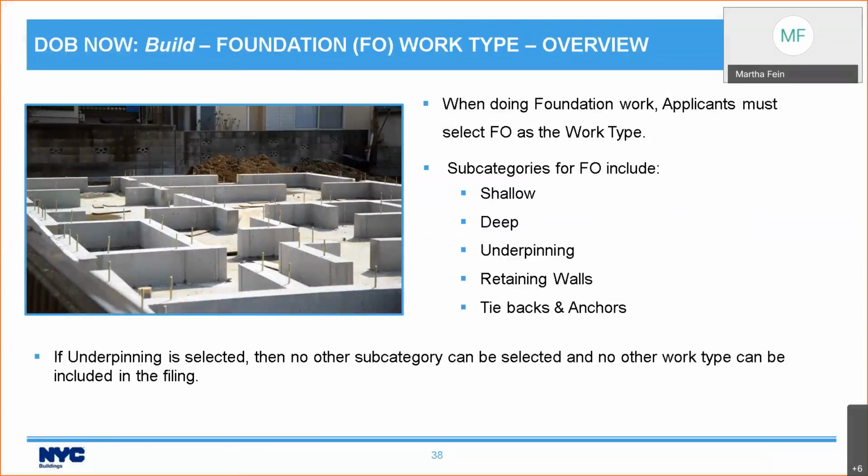Foundation work type is the next one, and that includes 5 different subcategories: shallow, deep, underpinning, retaining walls, and tiebacks and anchors. One thing that is important to know is if you choose underpinning, underpinning cannot be combined with anything. It cannot be combined with other subcategories, but in addition, underpinning cannot be combined with other work types. So it must be filed by itself. If you have already chosen to include other work types, you will not be able to select underpinning as your subcategory in foundation.